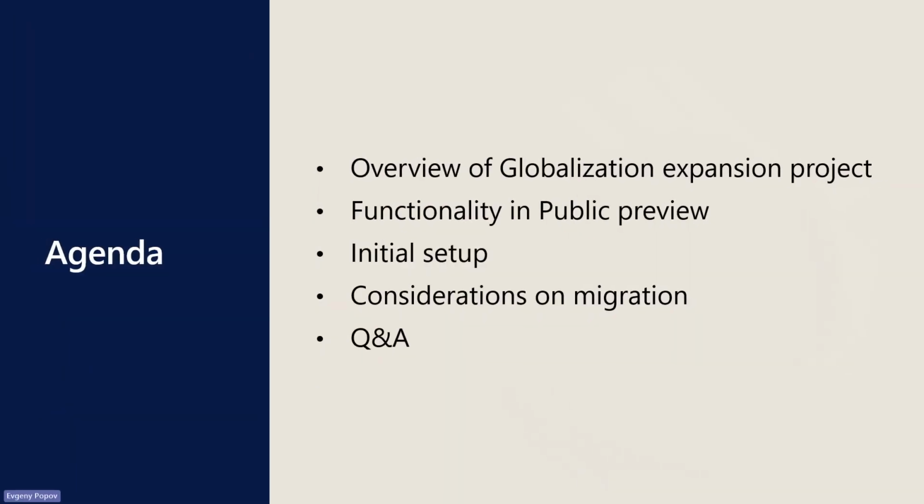All right. Our agenda today is quite packed, so we will first have a quick overview of the globalization expansion project that we are conducting in the Microsoft Dynamics 365 Finance product group. Then we will dig a bit deeper into the functionality that will be available in the public preview of the localization solution for Turkey. We will talk a little bit about the initial setup that you can use to preview the functionality. There will be some considerations on the migration from the existing ISV solution for Turkey. And in the end, we will have a Q&A session.